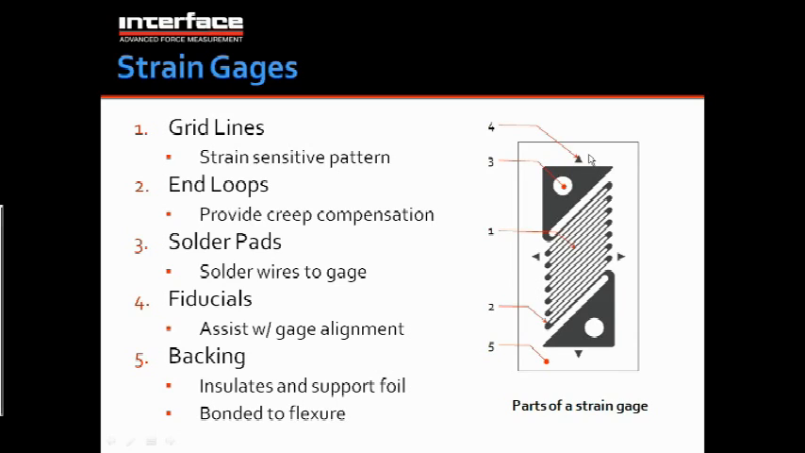And number five is the backing. The backing has two main purposes. One of them is to isolate the foil material from the flexure, and that is to prevent shorts between the foil and the flexure. The second purpose is to provide support for the foil material, and it is where the epoxy resin is applied in order to bond the gauge to the flexure.